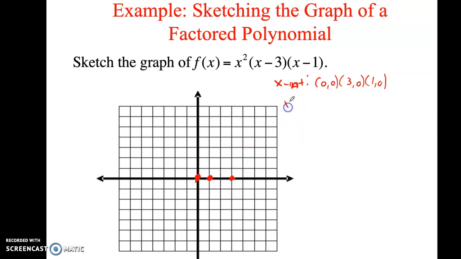The y-intercept, substitute 0 in for all those guys. You're going to get 0 times. Honestly, you don't even need to fill the rest of this in. 0 times anything is 0. However, we'll complete it so you can see it, and then you'll get 0. So this is my x-intercept and my y-intercept.